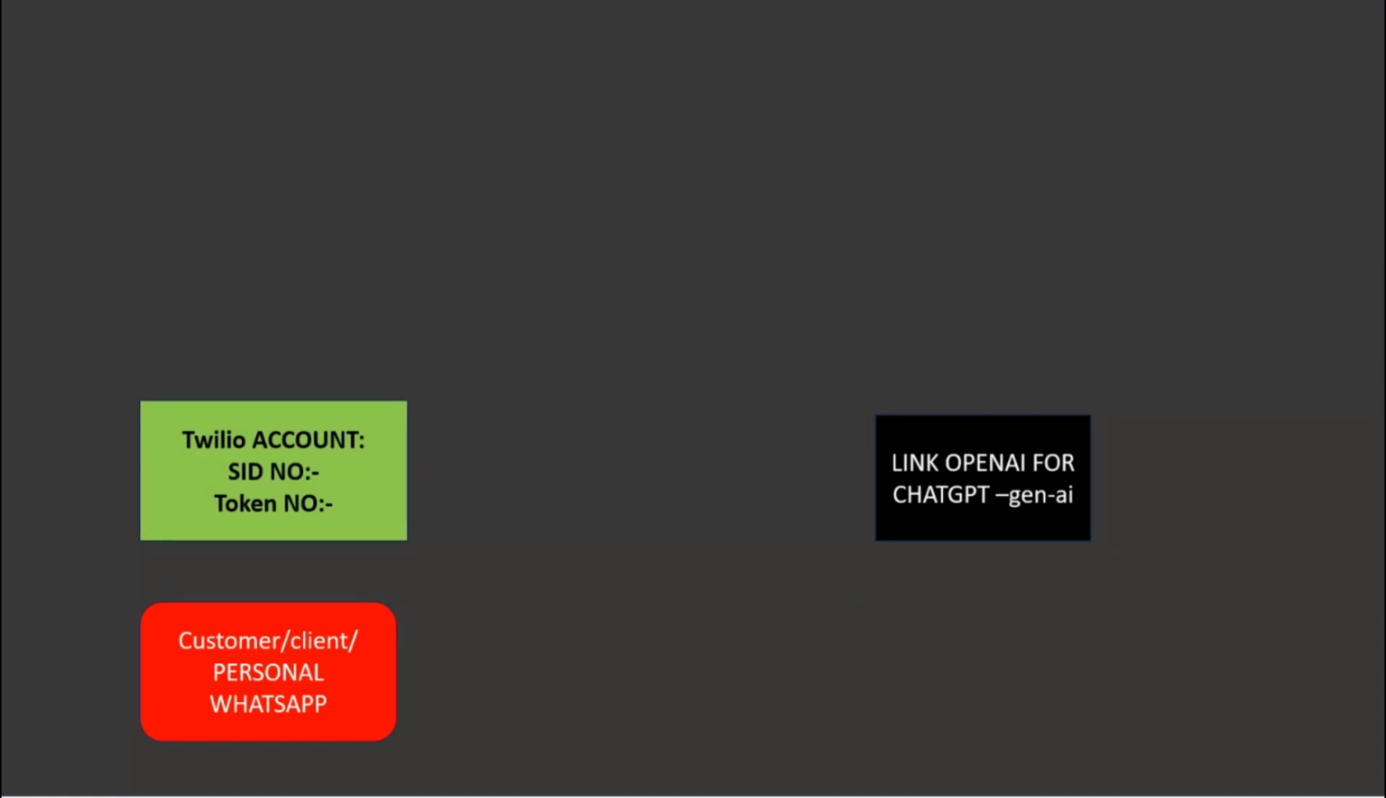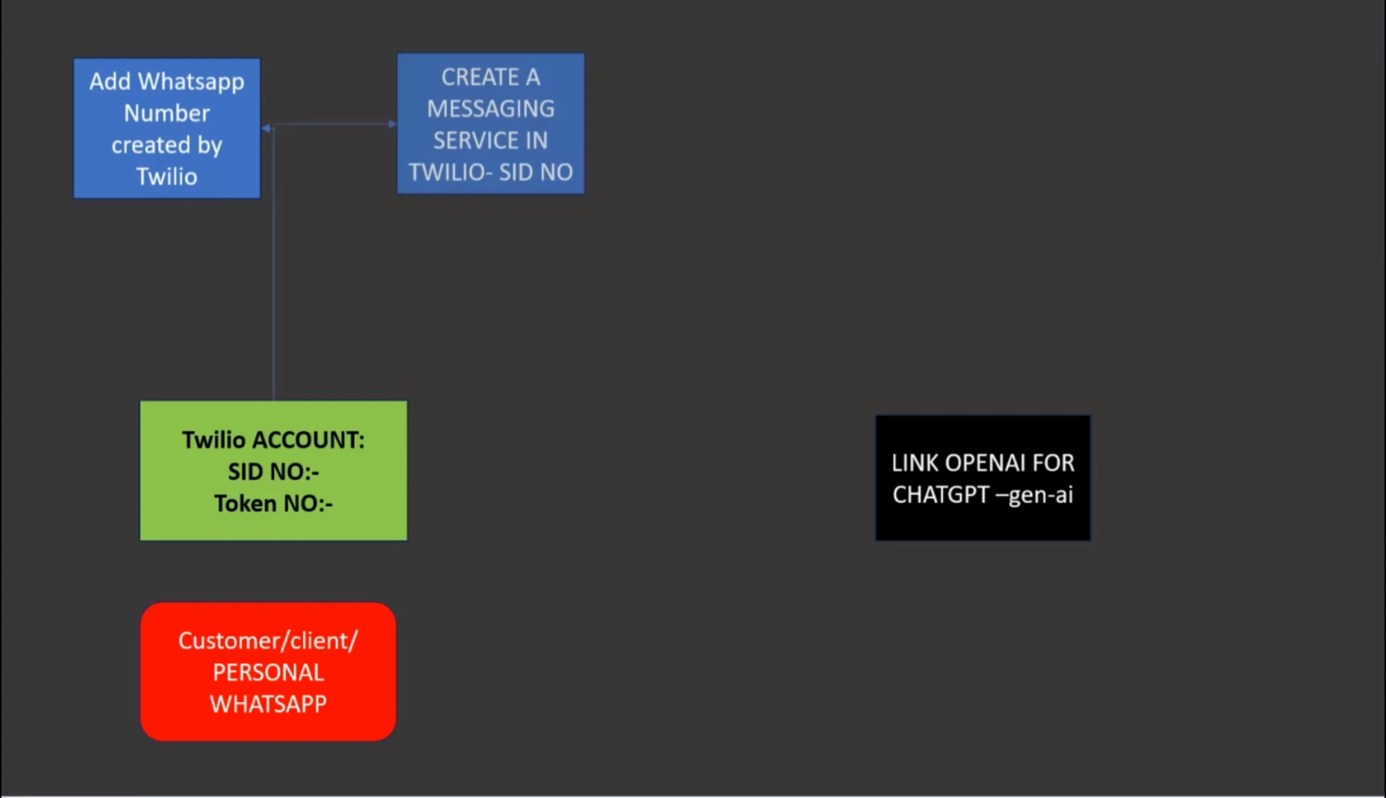We have to register in OpenAI. We have to register in Twilio. We have to obtain the username and password. After the username and password, we will get the SID number and token number. Then we have to create the WhatsApp number in Twilio, which is an international number, which I have already shared with you. Then in the same Twilio, we have to create a messaging service, covering what messages we want to share with our clients.